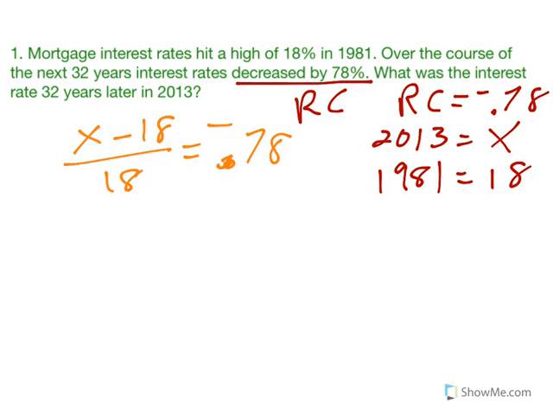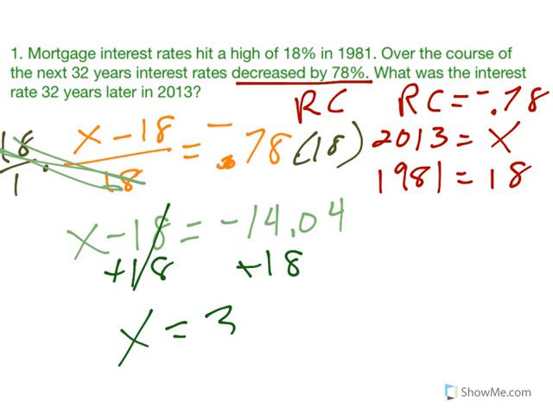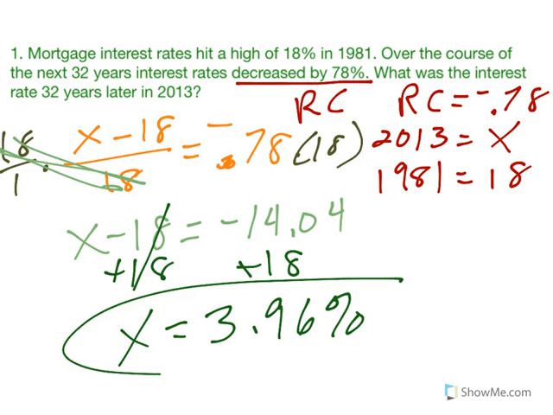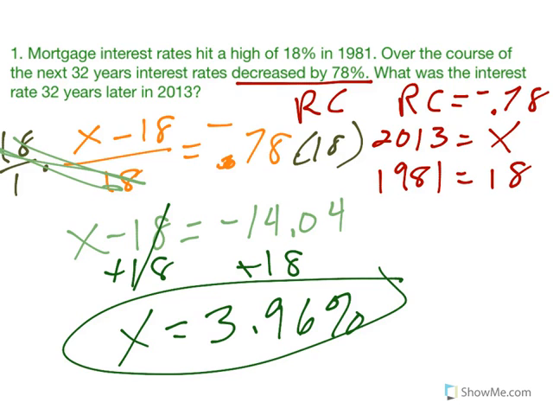So now when I go to get rid of the fraction, I'm multiplying by 18 over 1, so times 18 over 1. These cancel out. I'm left with x minus 18 equals negative 14.04. Be careful with your negatives. I've seen a lot of people just lose them. They're so easy to lose. We add 18 to both sides, and I have 3.96%. Now, if you look at that table here in 2013, that is pretty close to 3.96. You can see it, but we mathematically proved it here in number 1.